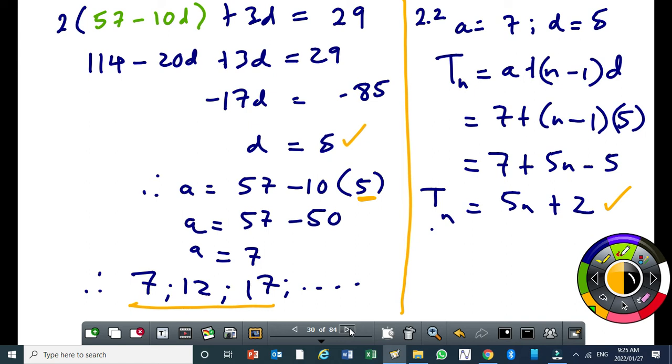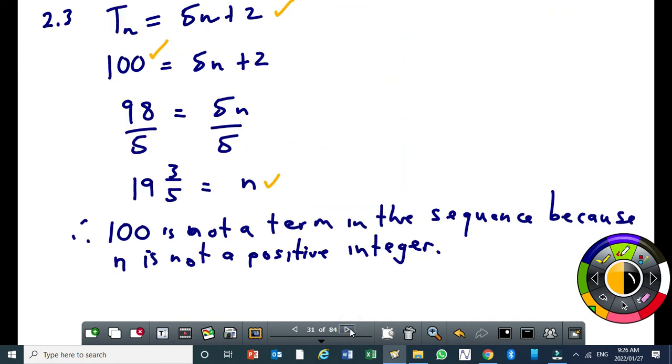How do you get the second term? You add A to D. So it becomes 7 plus 5, which is 12. The third term is A plus 2D. But D is what? 5. 5 times 2 is 10. 10 plus 7 is 17. Then the general term.